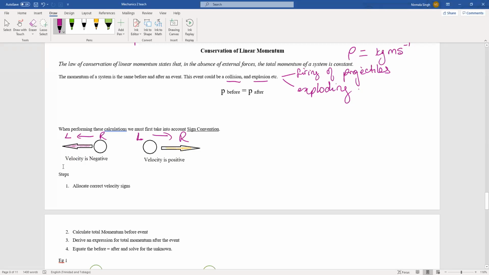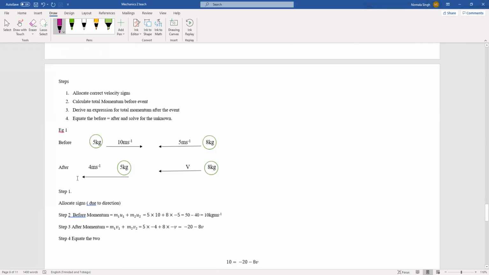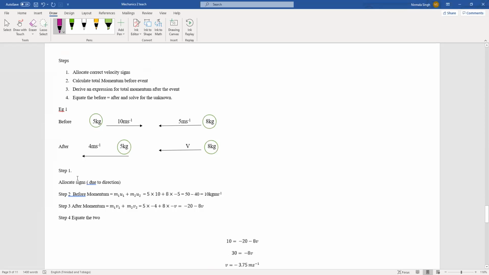So when we're doing calculations of linear momentum, these are the steps we take. One, you always assign velocity signs. Two, we calculate the total momentum before an event. Three, we derive an expression for the total momentum after the event, and then we solve. So let's look at an example.